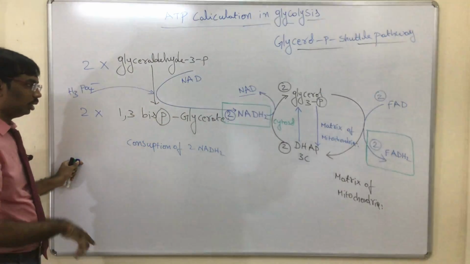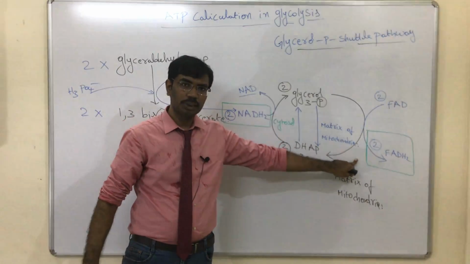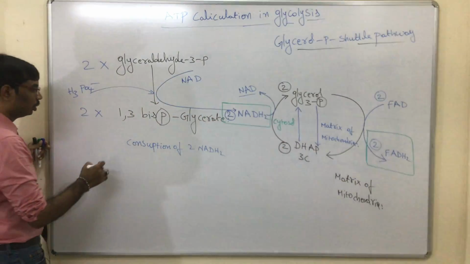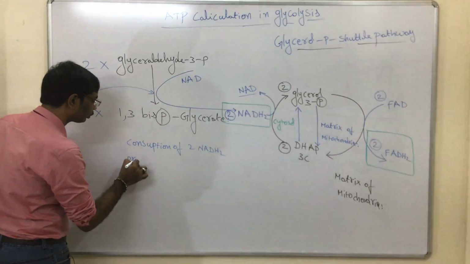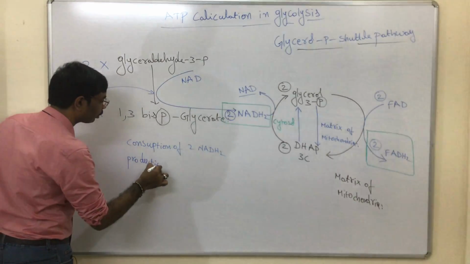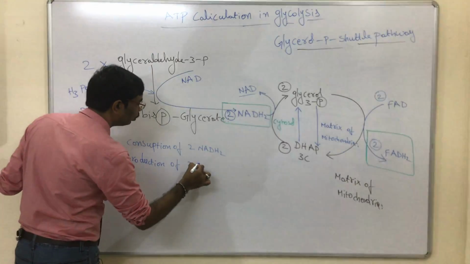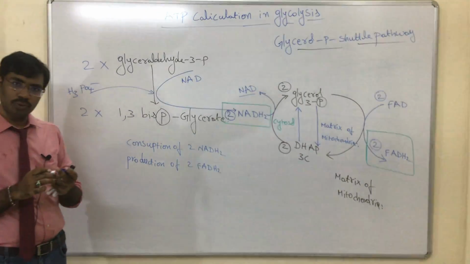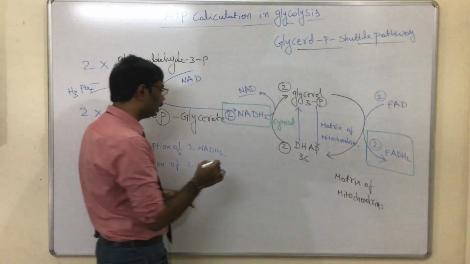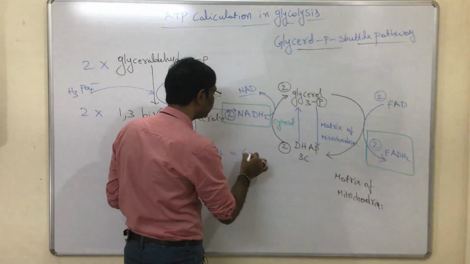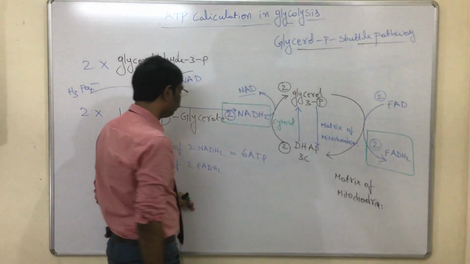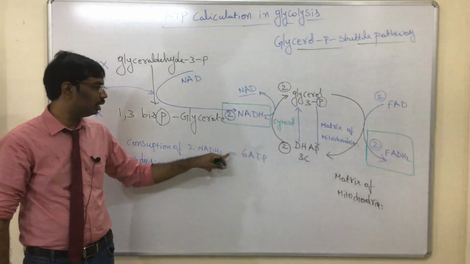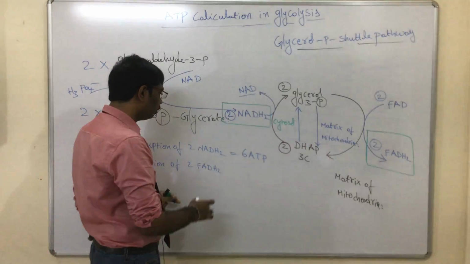Okay, so in the second reaction, which takes place in the mitochondrial matrix, how many FADH2 are produced? Production of 2 FADH2. How many NADH2 are consumed? 2 NADH2. So 2 NADH2 means how many ATP molecules? 6 ATP molecules. For 1 NADH2, 3 ATP. So 3 into 2, totally 6 ATP molecules consumed in the reaction.